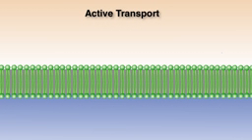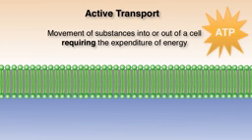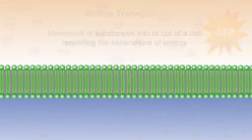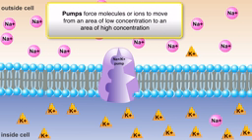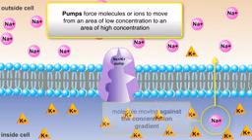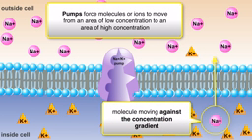Active transport is a type of cell transport that requires the input of energy in the form of ATP. The proteins that conduct this form of transport are often called pumps because they force molecules or ions to move from an area of low concentration to an area of high concentration. This is commonly referred to as against the concentration gradient.